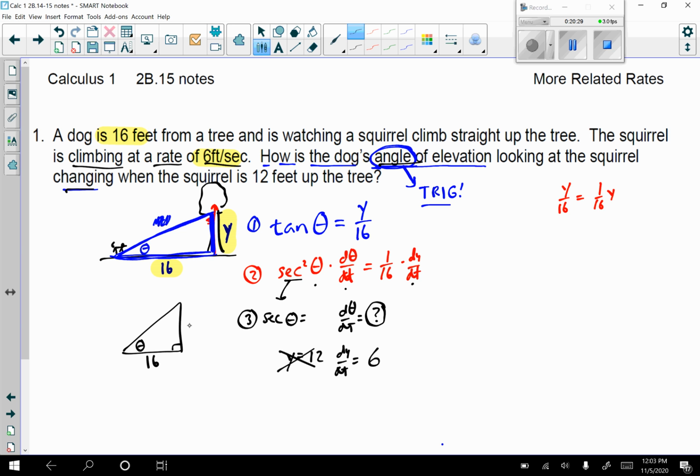The opposite side is 12. We can find the hypotenuse. This is really a 3, 4, 5 triangle, so that's going to be 20. Okay, 12, 16, 20. And you can give me the secant. Secant of theta is, what's the reciprocal of cosine? So that'd be hypotenuse over adjacent, or 5/4.